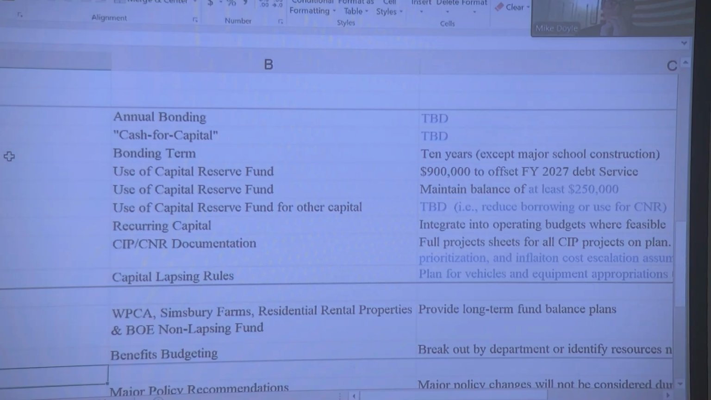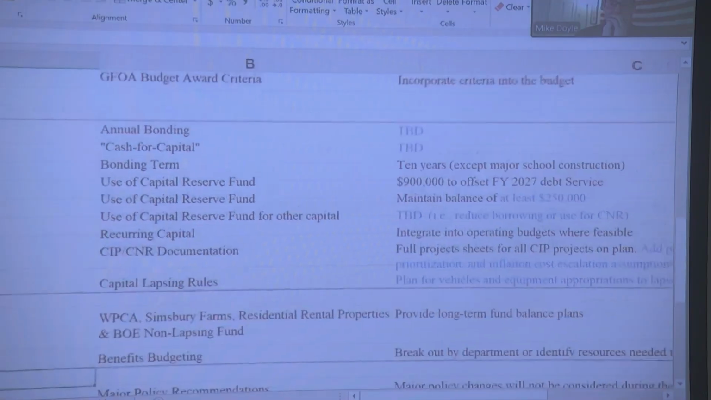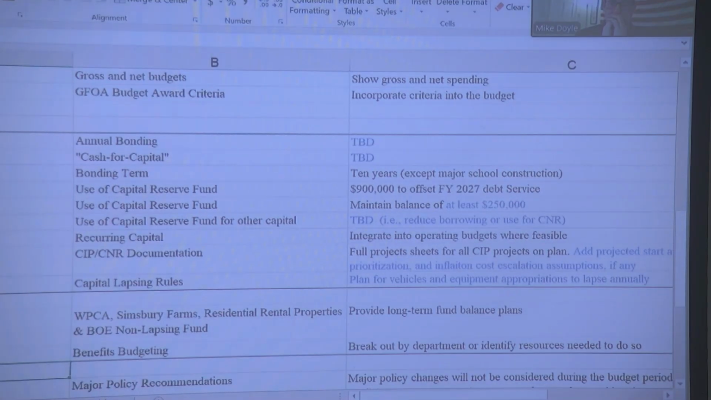We'll come back to the next one. Recurring capital, to the extent you can, and just looking at the fixed costs, we know this is not going to happen this year, but we would like to integrate recurring capital into operating budgets where feasible. Just as we did with the plow truck, you buy a plow truck every year, put it in the operating budget. I don't think that's going to be possible this year, but if something happens, we'd love to see that.